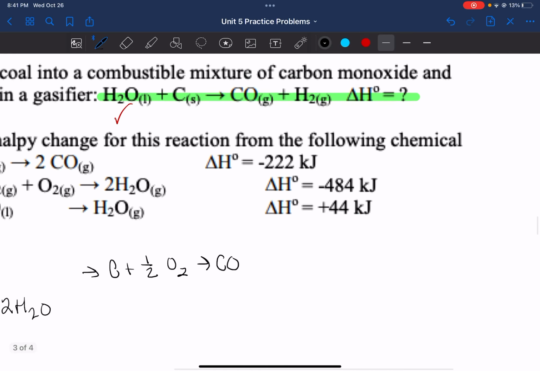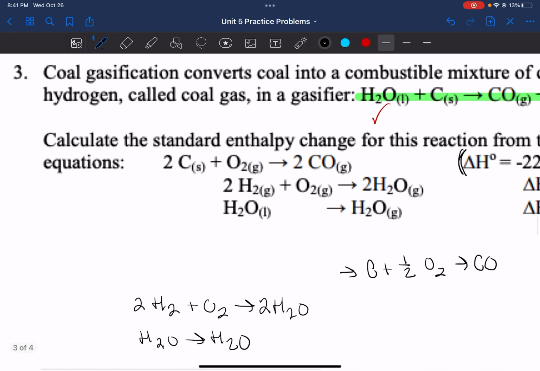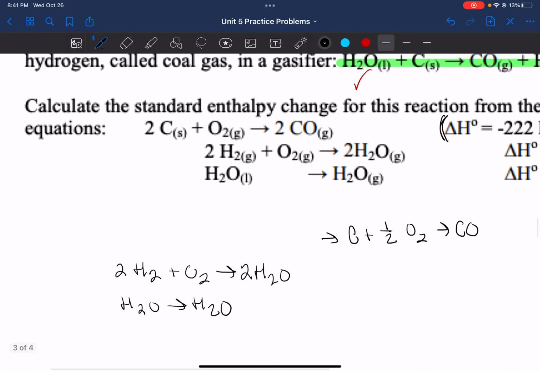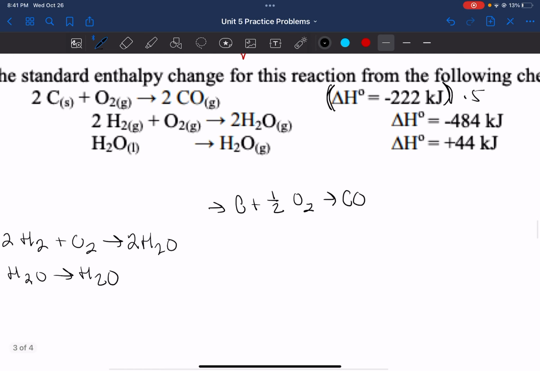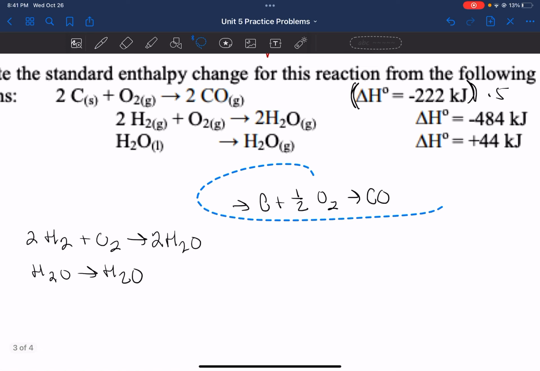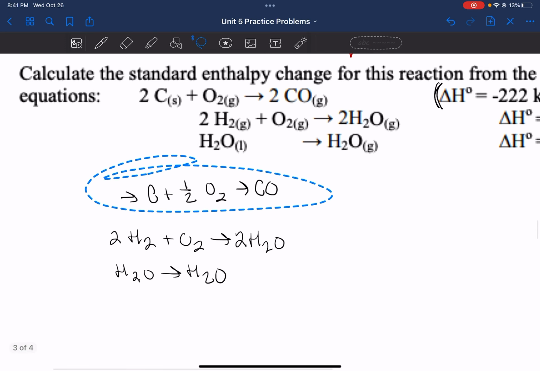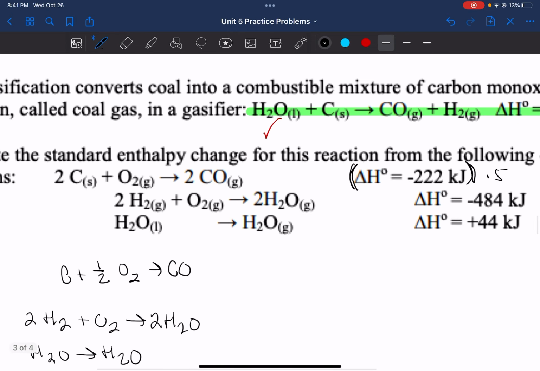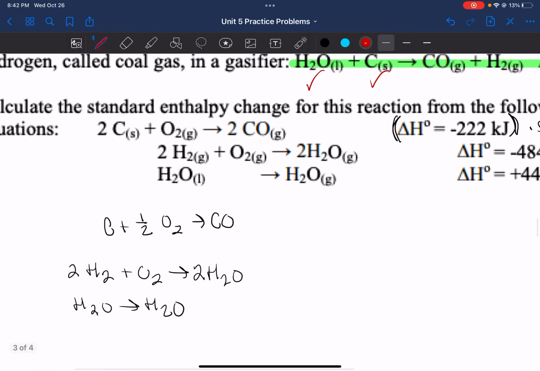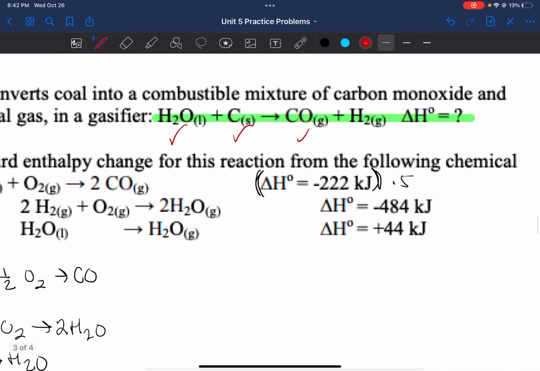And actually, don't forget this step for this. So we multiply this by 0.5 because that's what we did on here. All right. So then we continue the next step. We have our 1 carbon left, and that produces CO at the end, which we do have.